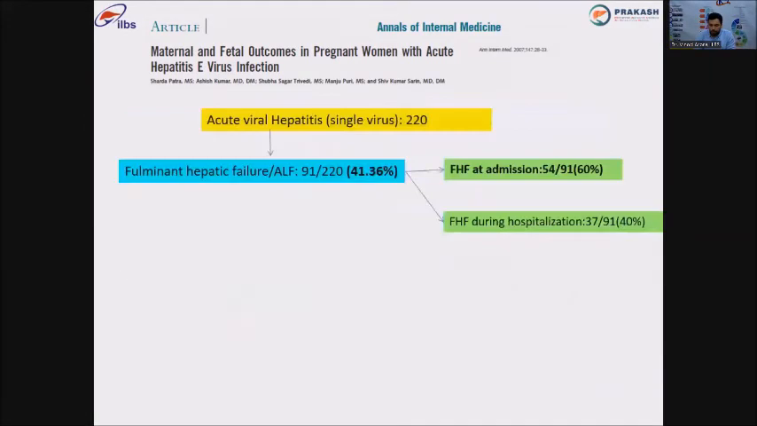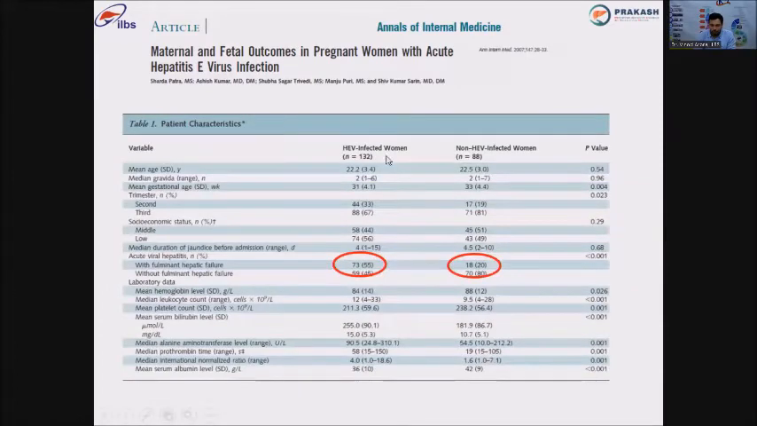Of this spectrum of acute viral hepatitis, 91 of the 220 patients, that is 40% of the patients, had fulminant hepatic failure, of which at the time of presentation, 60% of the patients had hepatic failure, and during hospitalization, 40% had fulminant hepatic failure. This basically shows that acute hepatitis E has the predisposition to complicate with fulminant hepatic failure, accounting for 55% of the cases.